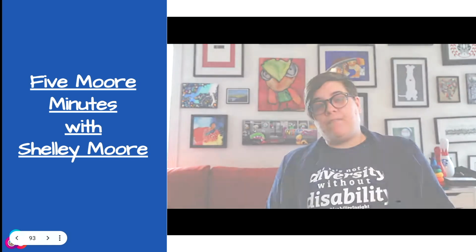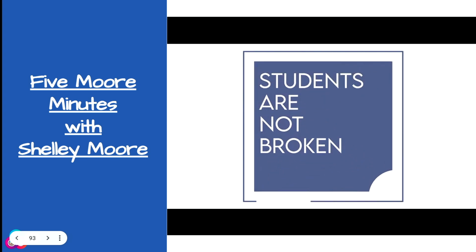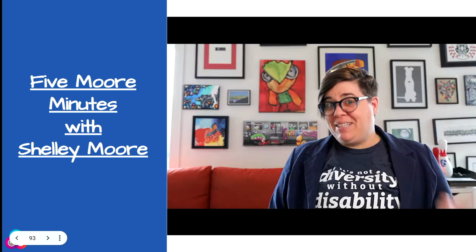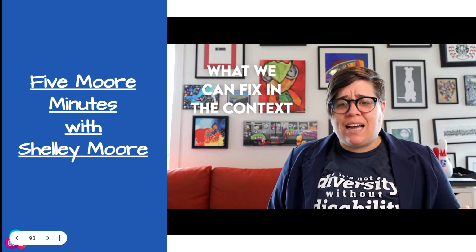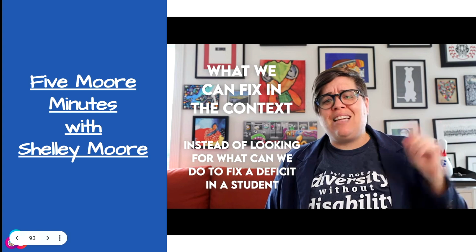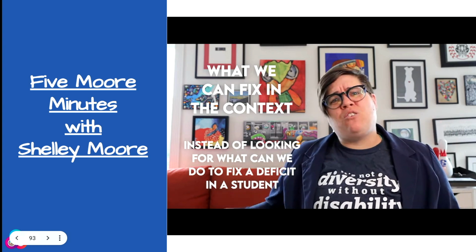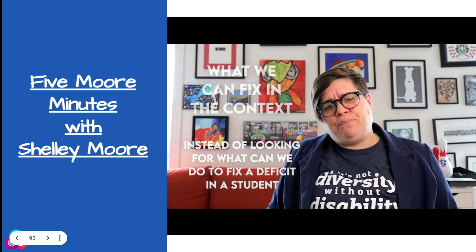It would be very difficult to try and implement any of these frameworks if we were only looking at students through a medical and deficit-based perspective. Students are not broken. They may need support, but today's challenge is asking, instead, look around a student to see how can we fix the context so that barriers are reduced instead of looking at what we can do to fix a student in their deficit area.